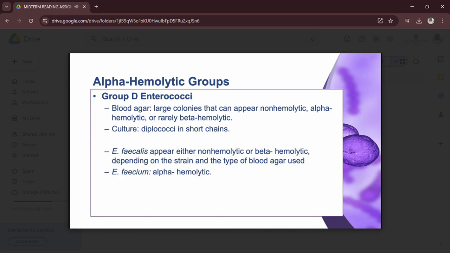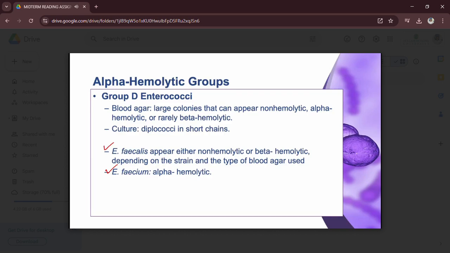Now we have your group D Enterococci. There are two principal species of this enterococcal group: Enterococcus faecalis and Enterococcus faecium. They are predominantly inhabitants of the GIT, or the gastrointestinal tract. However, they can also be isolated from the genitourinary tract and the oral cavity.